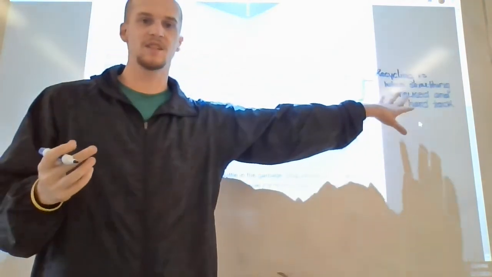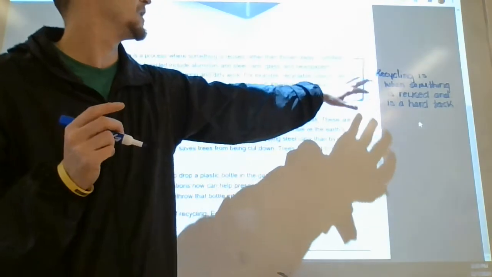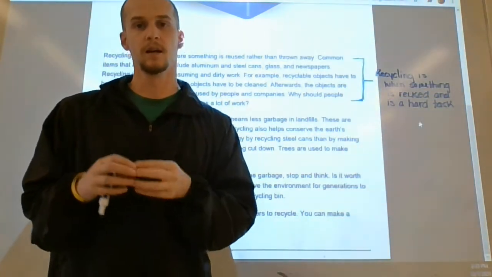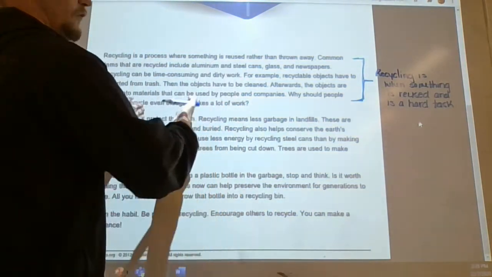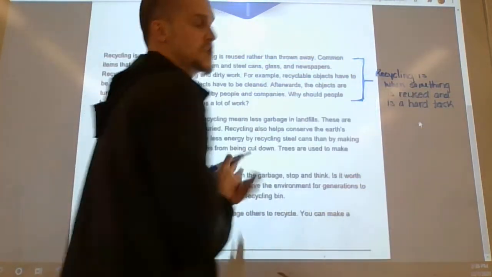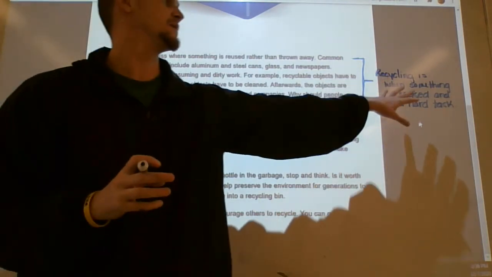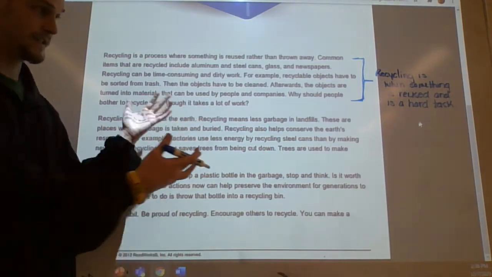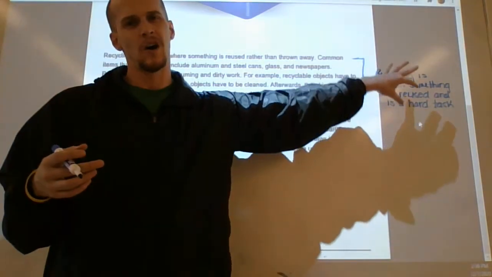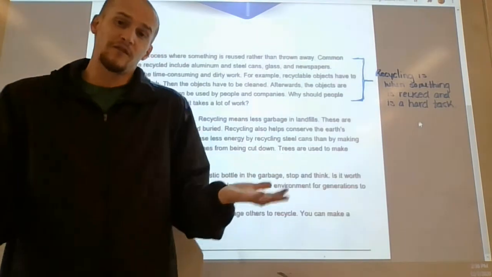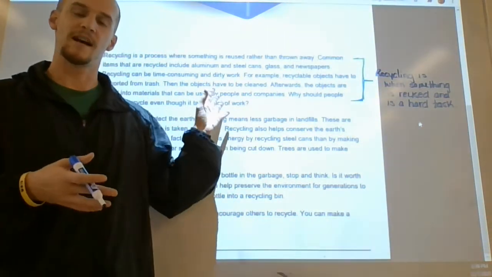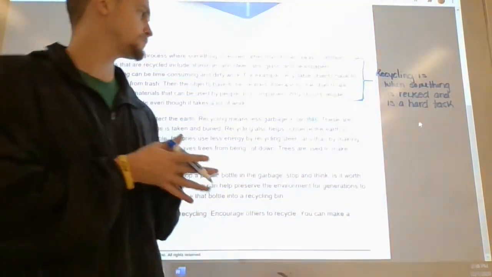What I did was I got the gist of this paragraph in one simple statement. Recycling is when something is reused and it is a hard task. So we summed up our first paragraph in one gist statement via this bracket notation right here. So now we go back to the article. This way, when we get to the end, we have our gist statements to go back to. So if we have to find something to answer the question, we can go back to the gist statements and figure out if the answer is in that paragraph or not.